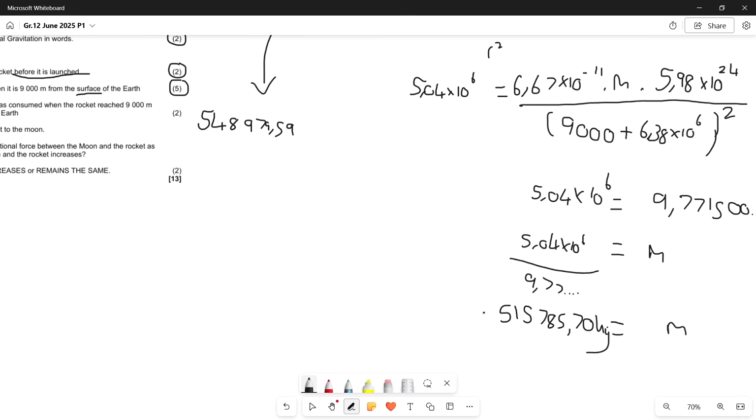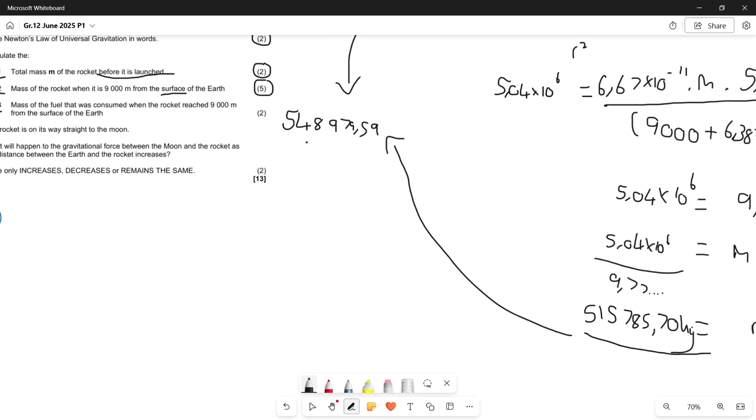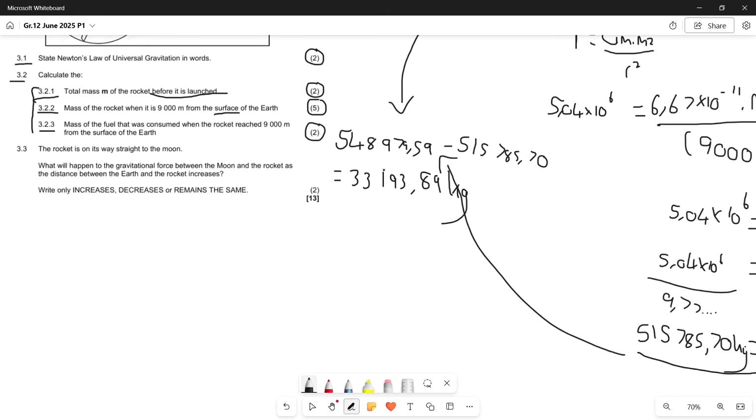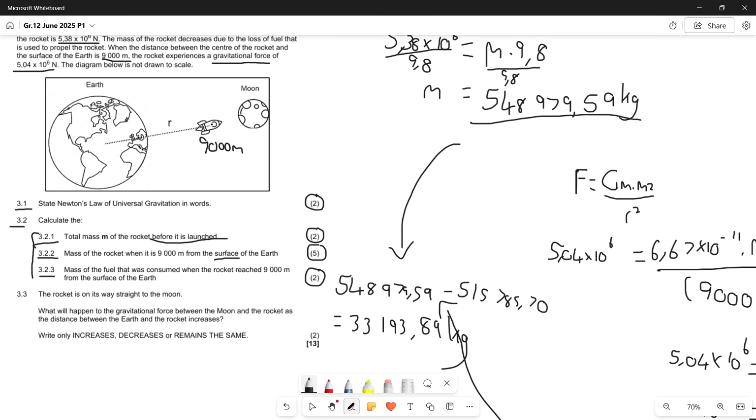And as we can see, it was a little bit less. So what we're trying to do is calculate the difference between the two, so we can figure out how much fuel we used. So I'm going to subtract this value here, and then we can just go ahead and subtract these two in our calculator. And the final answer for the mass of the fuel that was consumed when it reached 9,000 meters is 33,193.89 kilograms. And that just earned us 2 marks over there. There's no formula or no marks for any formula here. It is just helping the understanding that this was the total mass of the object, including the fuel, and this was the mass of the object after it has used up some of the fuel because it had traveled a journey of 9,000 meters above the surface.